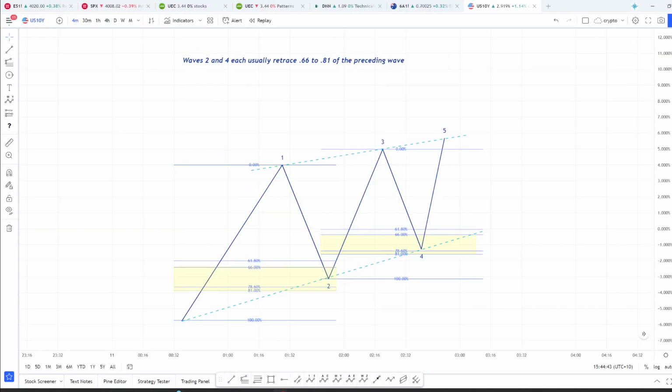So the first guideline states that waves 2 and 4 usually retrace between 0.66 and 0.81 of the preceding wave. Now, I've taken the liberty of using the 61.8 and the 78.6 just to stick with those more traditional Fibonacci ratios. These are guidelines, they're not rules, so you can bend them somewhat. I just find that it's easier to use those more standard retracement areas than to start doing 66 and 81%.